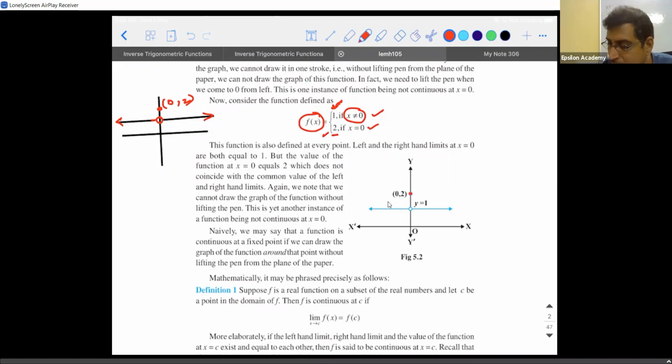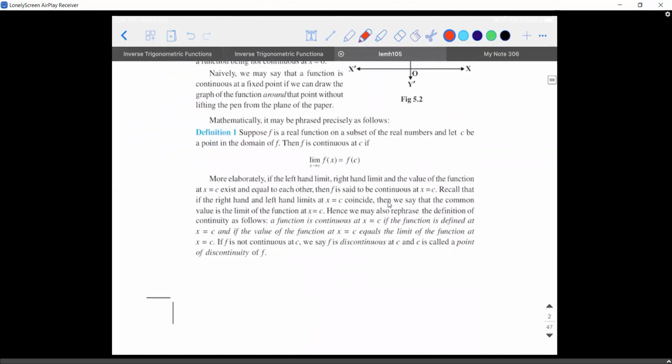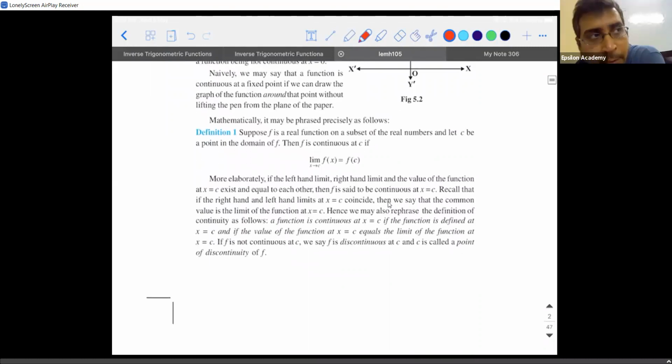Okay. Shall I proceed? Yes, sir. Now see, Raghav, you asked me, sir, do we need to prove the left limit, right limit every time? Not necessary. This is the definition according to the textbook. So suppose f is a real function. When I say real function, it is a real valued function on a subset of real numbers, and c is any point in the domain of f. Then you can say that the function is continuous at c if the limit as x tends to c of f of x is equal to f of c.